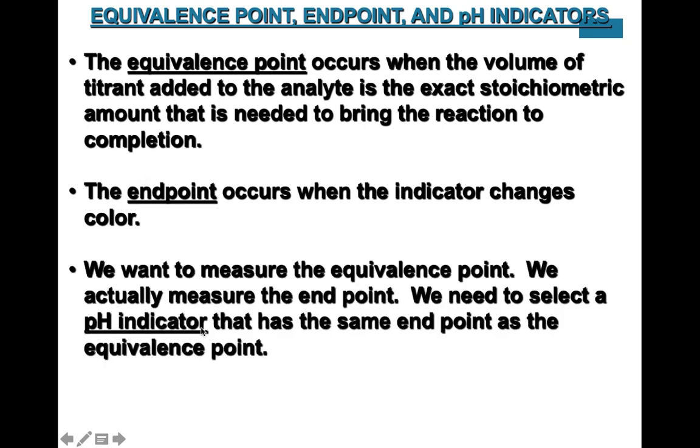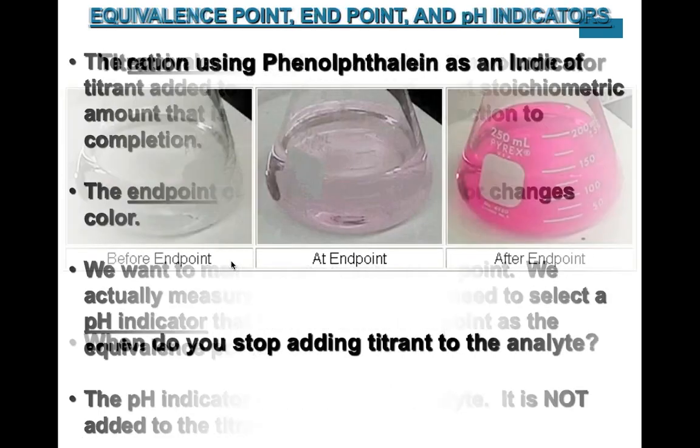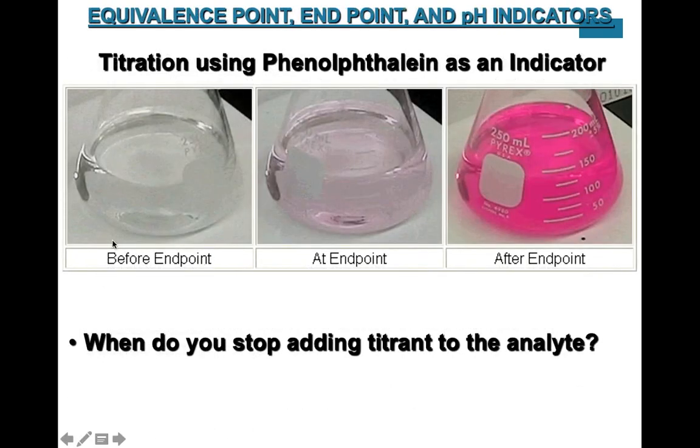The most likely pH indicator that we use is phenolphthalein, and we add it to the analyte. Over here we have phenolphthalein. Right here on the left side, it's acidic, and it's clear in this particular flask on the left. It's always clear with a pH of 8 or below. At the endpoint, it would be a faint pink. Over here, when it's basic, it's this bright pink, and that's too far.